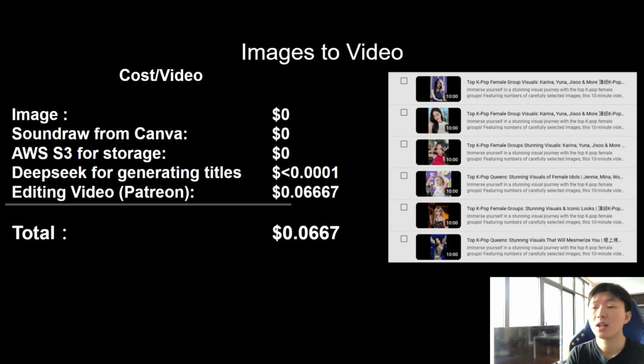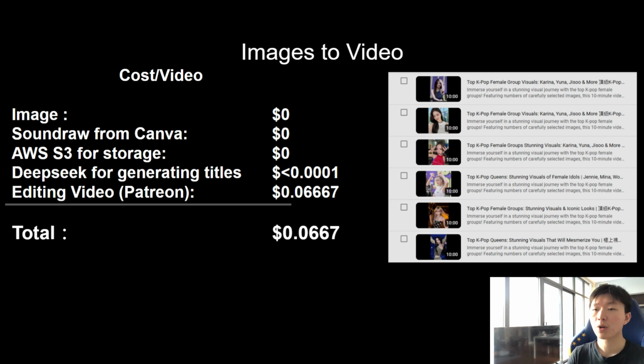For the first one, the images, the cost is 0 because we are using scraping tools to get the images, and they're all downloaded to our computer, so we're not using any GPT or AI to generate the images. Then we go to Canva, and there is an AI music generating tool called Soundraw. We get the music from there, so that part is free as well. And then we use AWS S3 for the storage, like we did in the last video. This time, we have 2 buckets. The first one is to store the music, and the second one is to store the output videos.